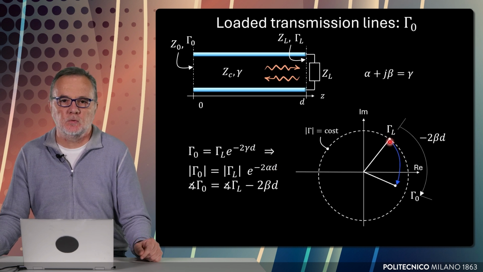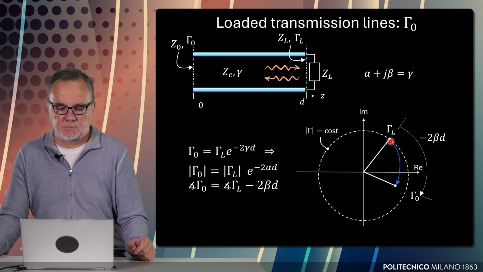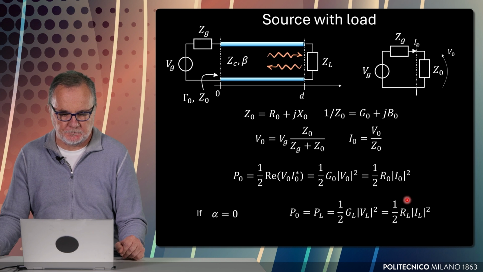So if we had to follow the variation of the reflection coefficient as a function of d, we would observe, in addition to the change in the phase, also a change in the magnitude, so that this curve corresponds to a spiral that tends to the center of this complex plane. And this is the effect of losses that are present in the line.